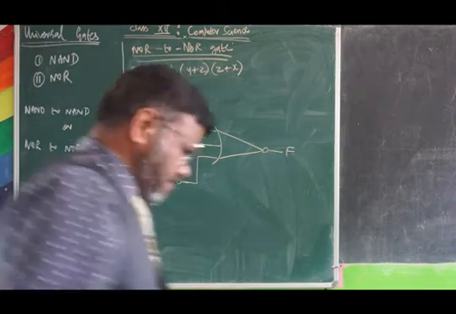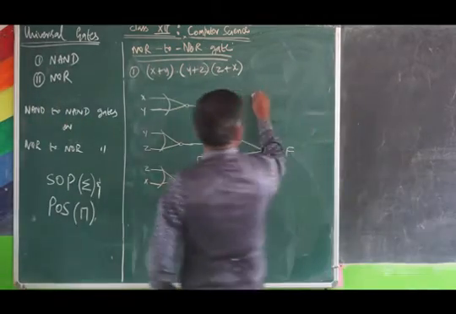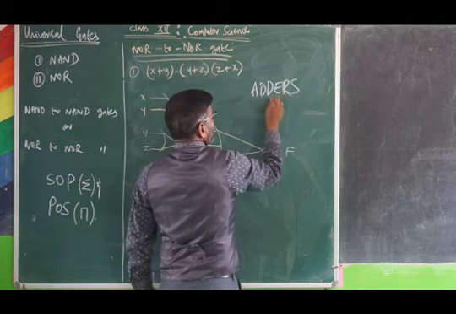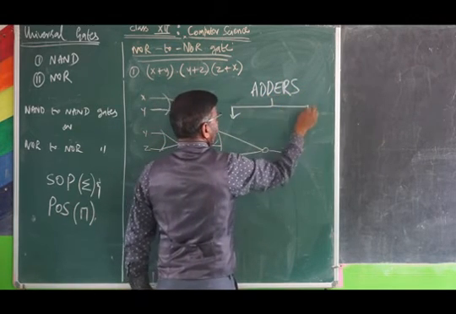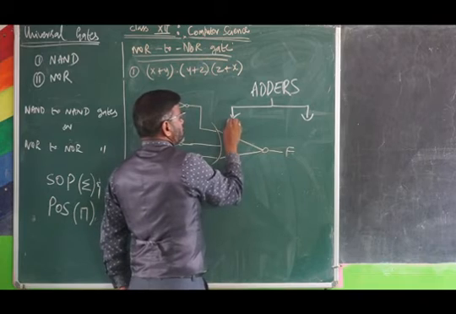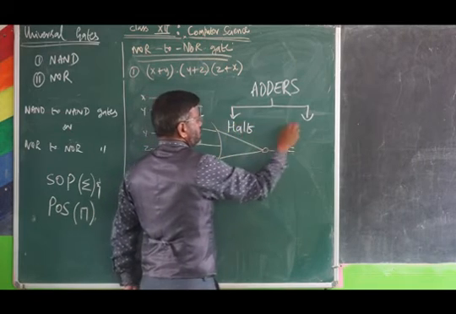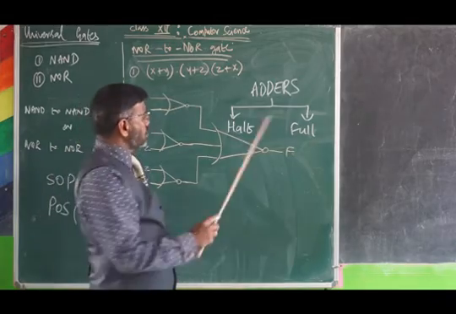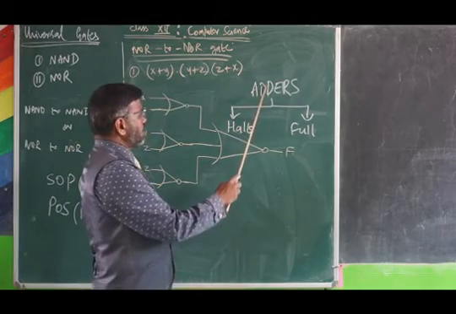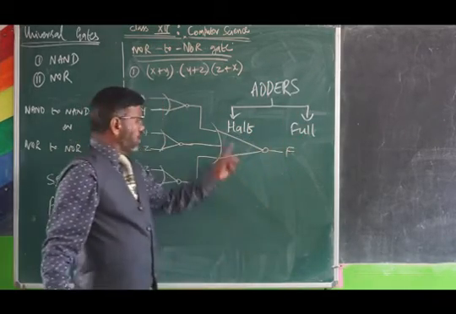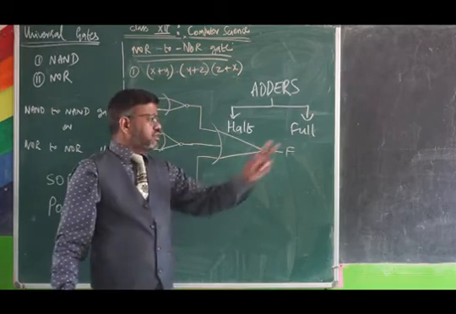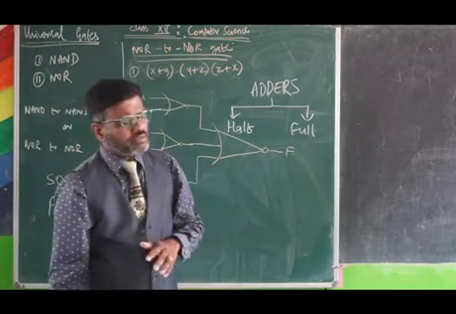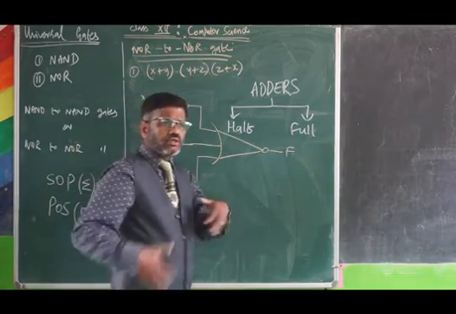Adders means there are two different types of adders. One is called half adder, another one is called full adder. Half adder will have 2-bit information and full adder will have 3-bit information. First of all, let me tell you what an adder is.